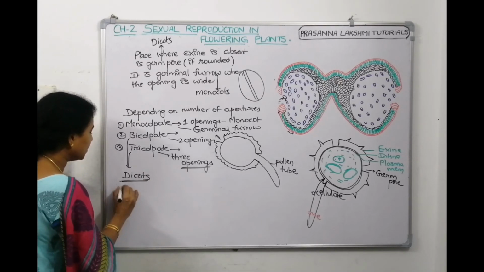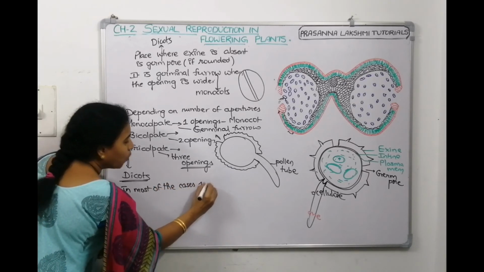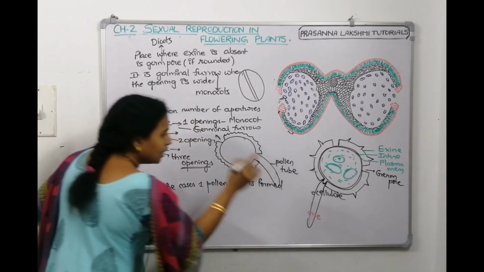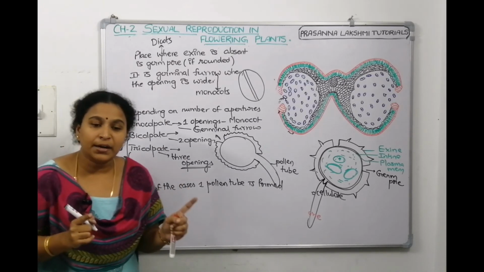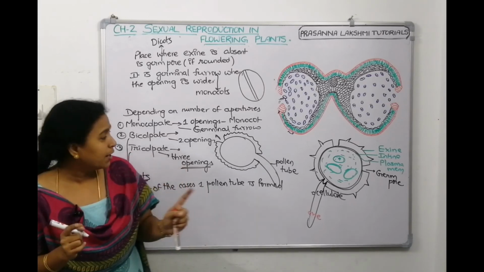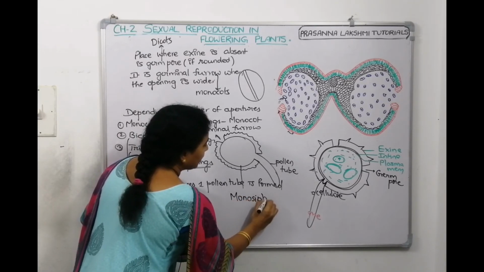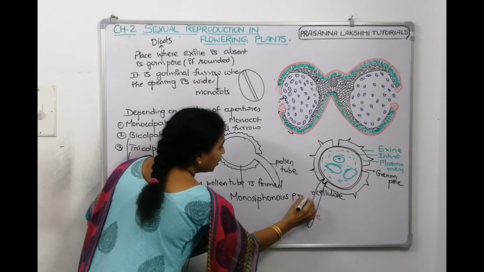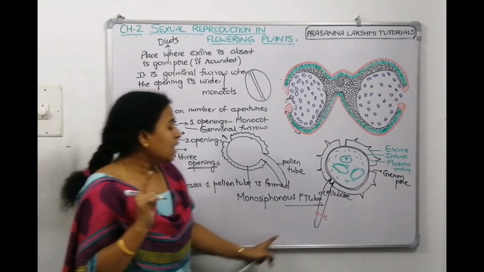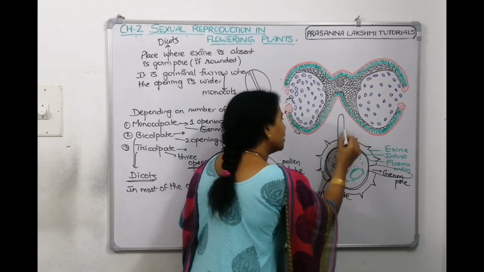Now, in most of the cases, one pollen tube is formed. That's what I showed you. From one pollen grain, one pollen tube only will be formed. Such a type of pollen tube formation is called monosiphonous pollen tube. But polysiphonous pollen tube formation, we can see in Malvaceae. One pollen tube will come from here, another pollen tube from here, another from here also.